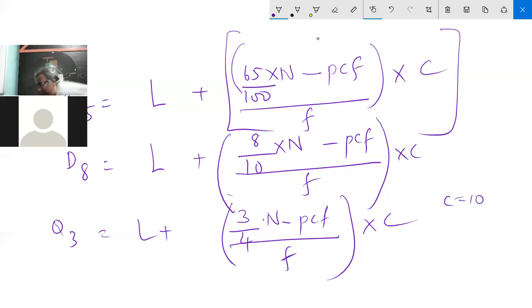We're out of time. We'll do the rest next class then. We learned a lot of things today. But this formula is a very important formula. I am putting this on WhatsApp.